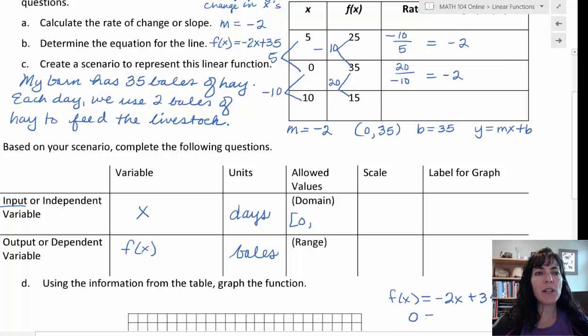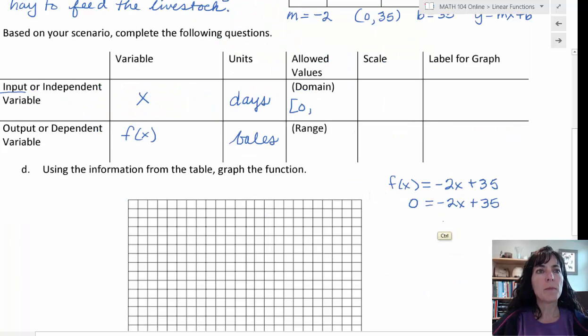So if I change that to 0, I'd like to solve for x because that'll tell me how many days until I have 0 bales of hay. So first thing I'll do is subtract the 35 from both sides. And I have negative 35 equals negative 2x. And then divide both sides by negative 2.